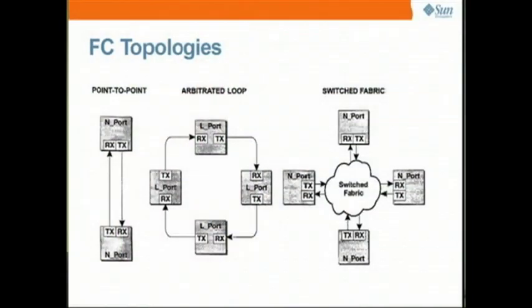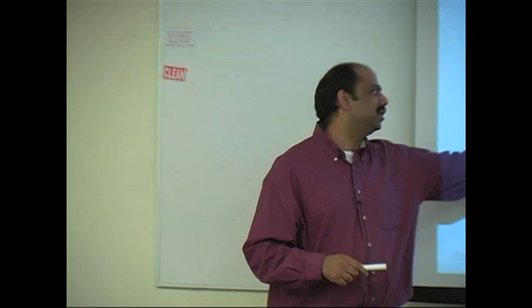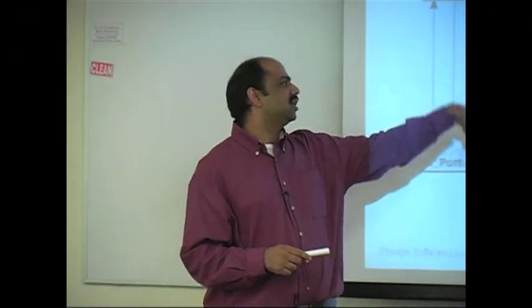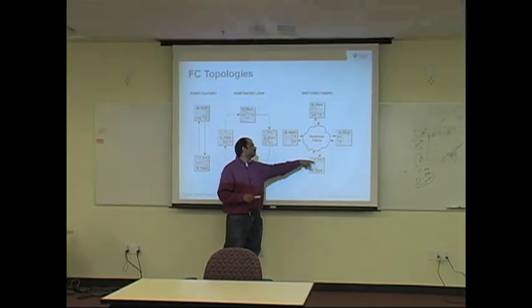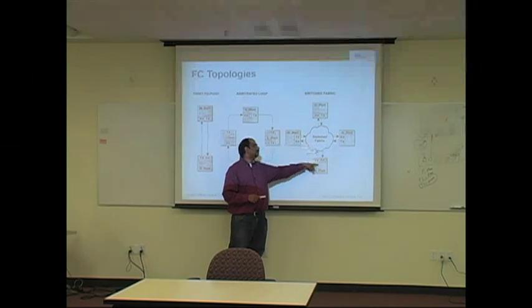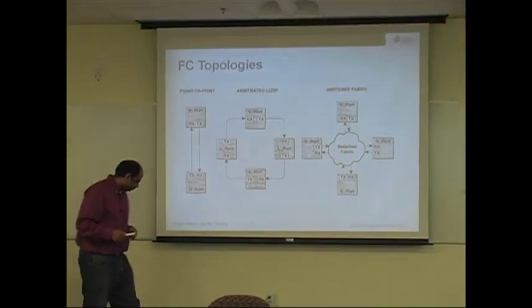Okay, let's talk about fiber channel topologies. Topology is basically a way of how things are connected to each other. We talked about arbitrated loop before, where things are connected in a loop. We talked about switched fabric, where things are connected directly to the switch, and the switch takes care of sending frames directly from transmit to receive, and there is no arbitration delay.